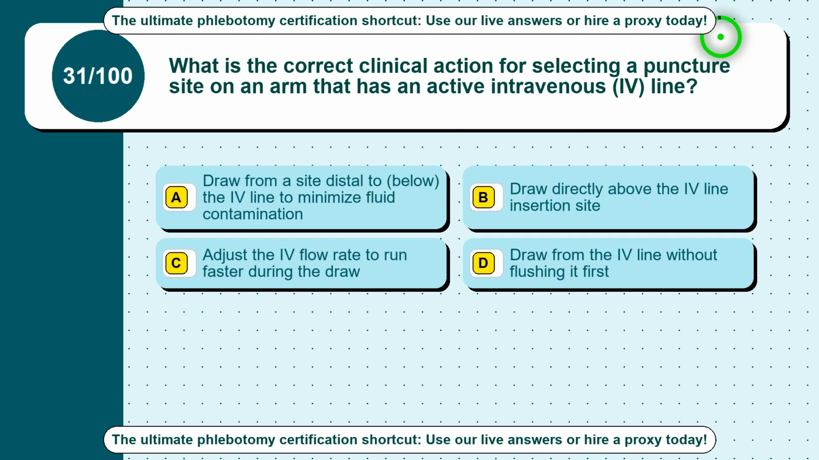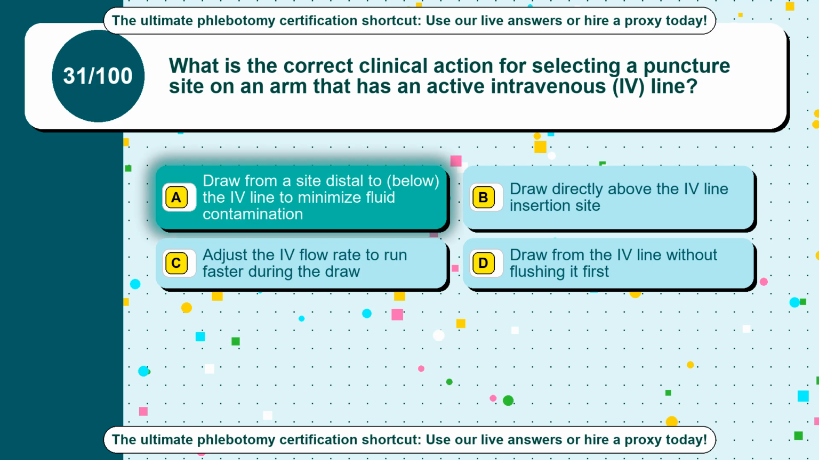Question 31. What is the correct clinical action for selecting a puncture site on an arm that has an active intravenous line? Option A, draw from a site distal to below the line to minimize fluid contamination. Option B, draw directly above the line insertion site. Option C, adjust the flow rate to run faster during the draw. Option D, draw from the line without flushing it first. The correct answer is option A, draw from a site distal to below the line to minimize fluid contamination.